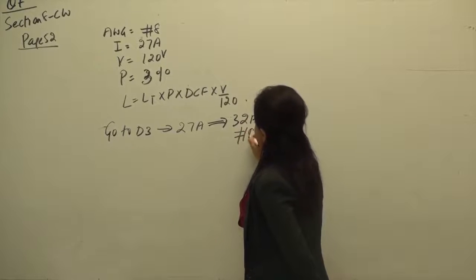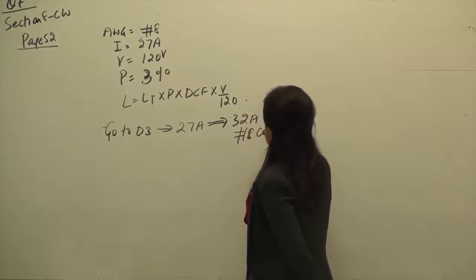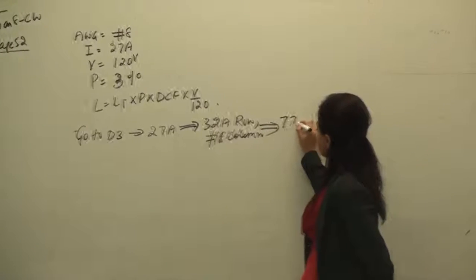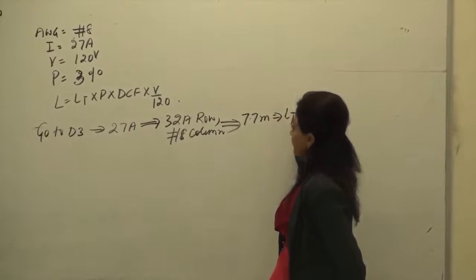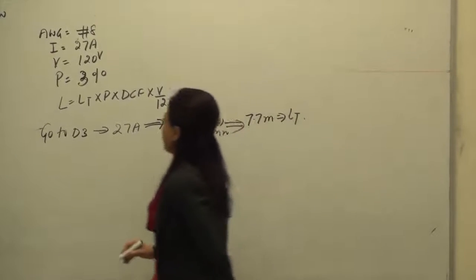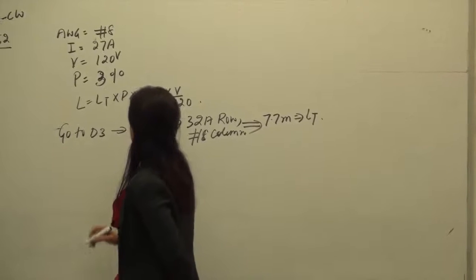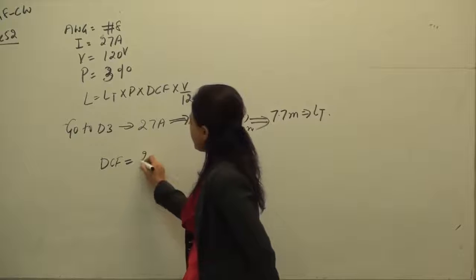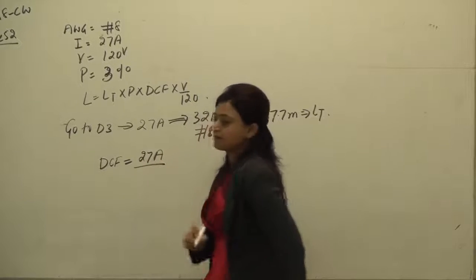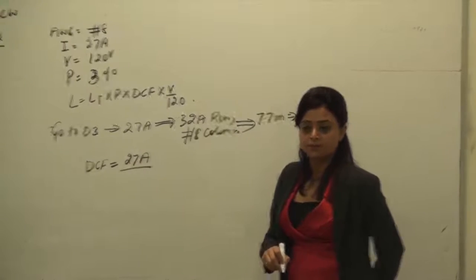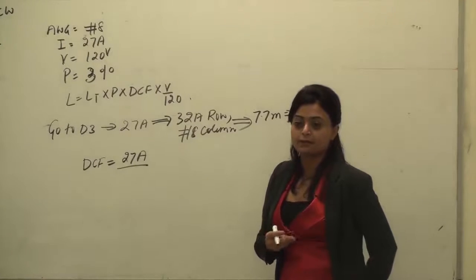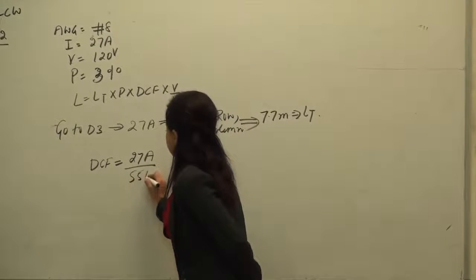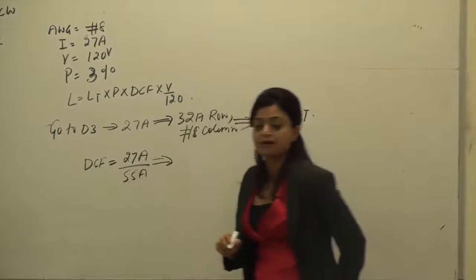And what will be the column? Number 8 column, because number 8 is the conductor size given. What is the distance given? 7.7. Good job. That becomes my LT, length from the table. Now, the last step left is to find DCF. How would we find DCF? I'm using a number 8 conductor for 27 amps, but based on table 2, what is the capacity of number 8? 55 amps. So you divide both numbers for me. What is 27 divided by 55?